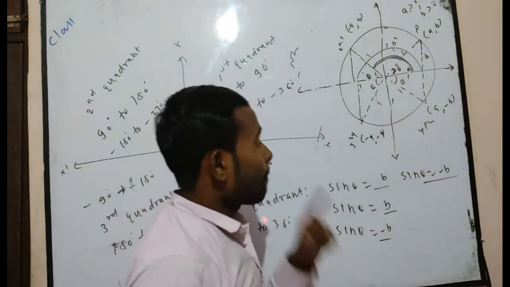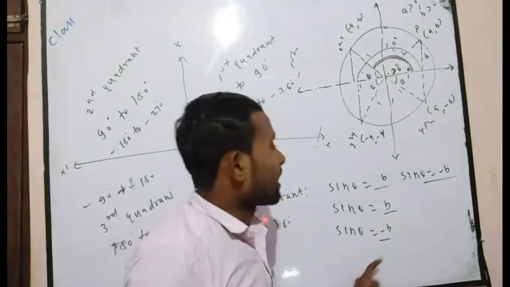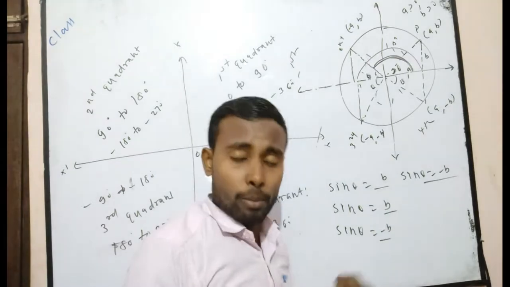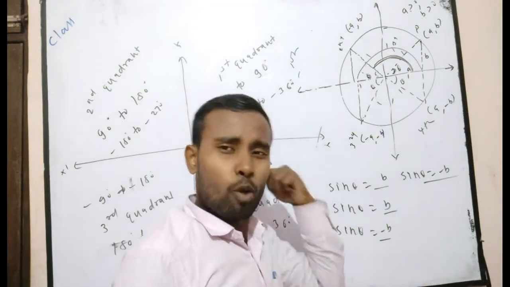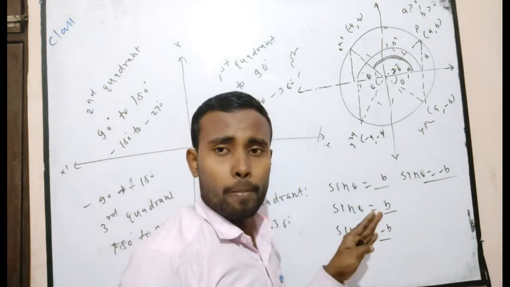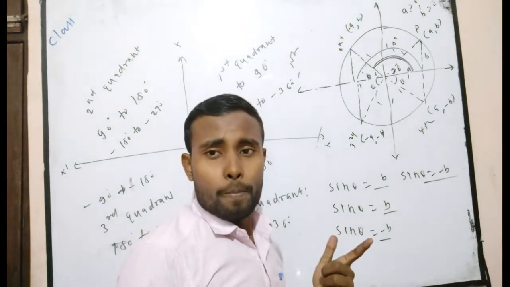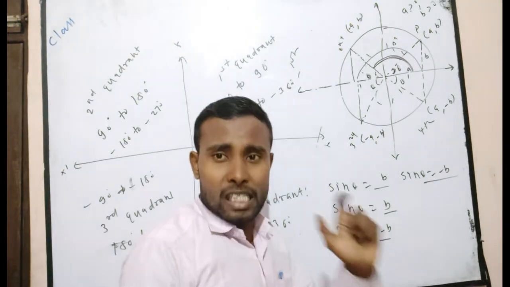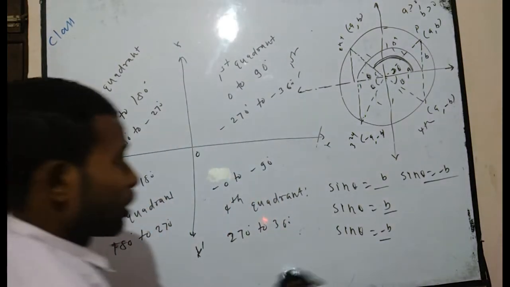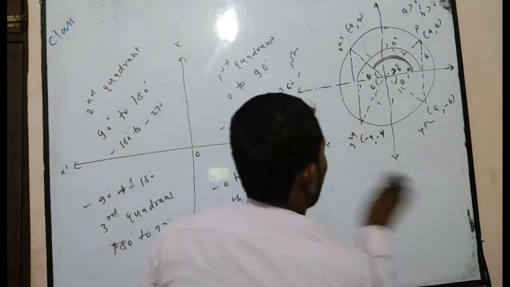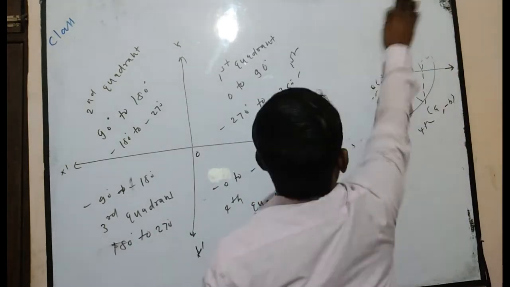So you have to remember it: in the first quadrant and second quadrant, sine theta is always positive, while in the third quadrant and fourth quadrant it will be negative. Similarly, you can consider cos, tan, cot, sec, cosec for any angle in a similar way, and you get a pattern which can be summarized by tricks. You have to remember it, and don't worry about it if you cannot understand it.